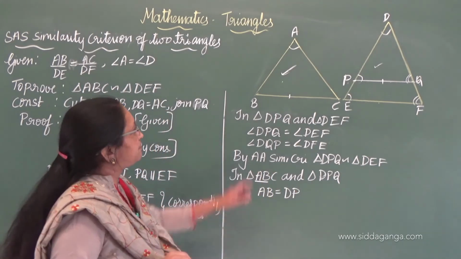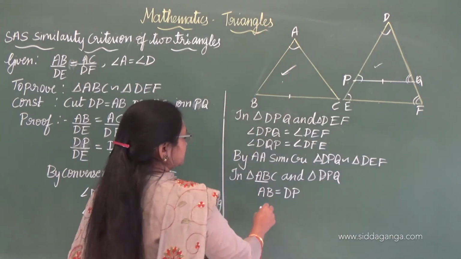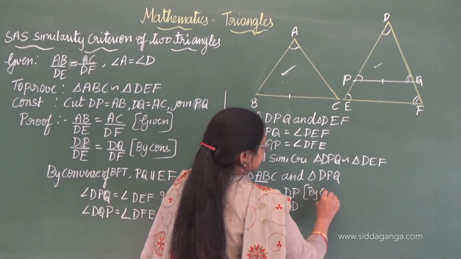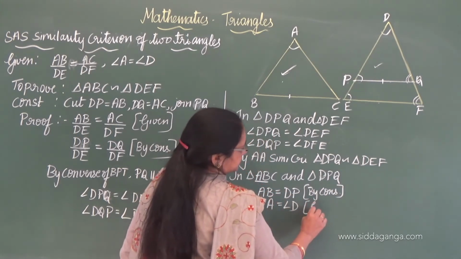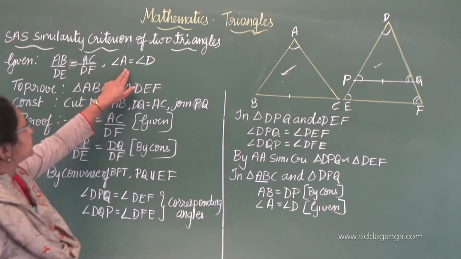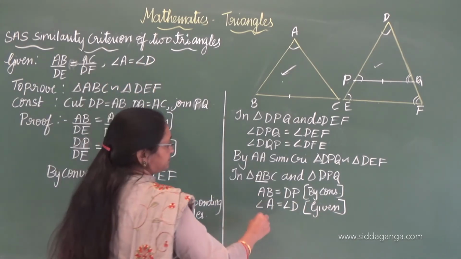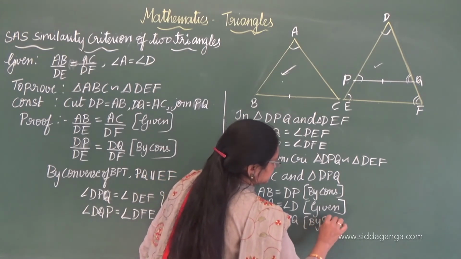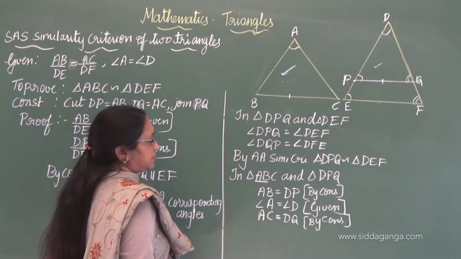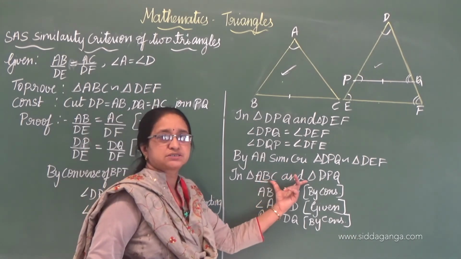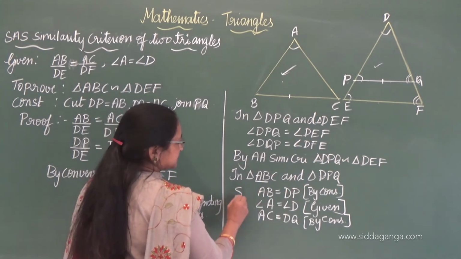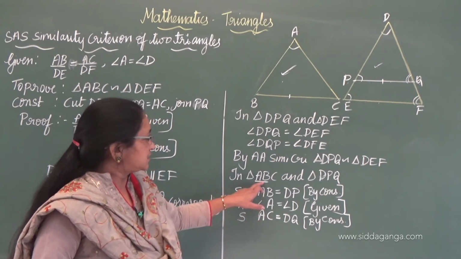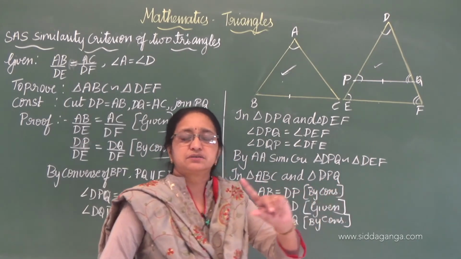Now AB is equal to DP. Do you agree? AB is equal to DP because by construction, and also angle A is equal to angle D. This is by construction and this is by given. It is given. So I have taken it here. See here, given angle A is equal to angle D. Next, AC is equal to DQ, again by construction. So can you just tell me by which criteria we can consider that these two are congruent? See, this is SAS. By SAS congruency criteria, we can say that triangle ABC and triangle DPQ are congruent.